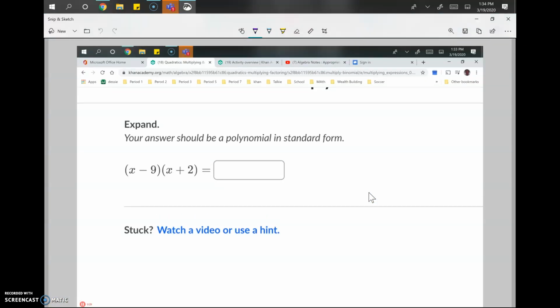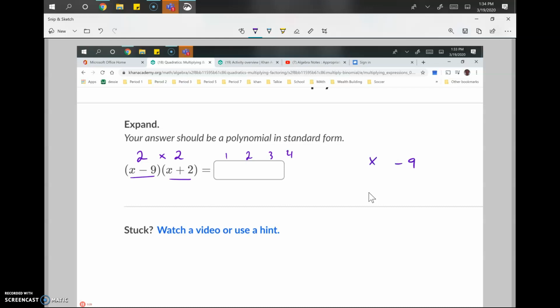So here we're given a polynomial, and we've got a binomial times a binomial. Remember, bi is 2. And so we should have 4 things. If we multiply 2 times 2, we should get 4 things. There are lots of different ways we can multiply this binomial by this binomial, but one way that we've learned is by using a box method. So I'm going to go ahead and set up the box right here.